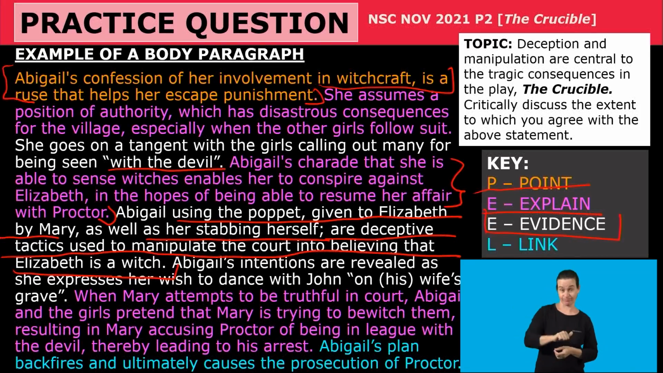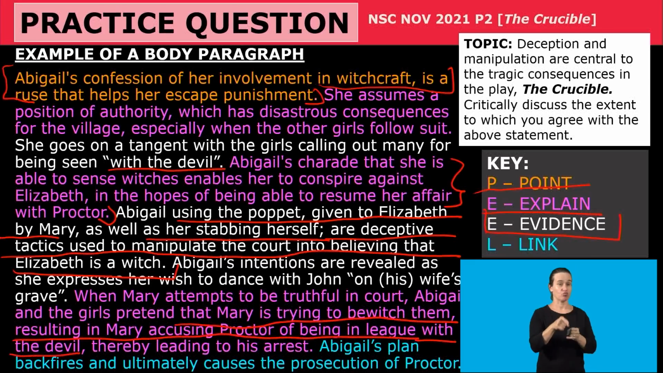When, explanation, Mary attempts to be truthful in court, Abigail and the girls pretend that Mary is trying to bewitch them, resulting in Mary accusing Proctor of being in league with the devil, thereby leading to his arrest. And now we are linking it. Abigail's plan backfires and ultimately causes the prosecution of Proctor.